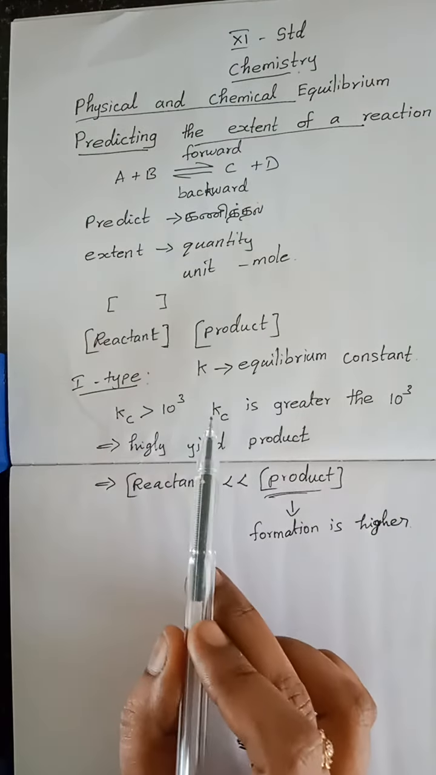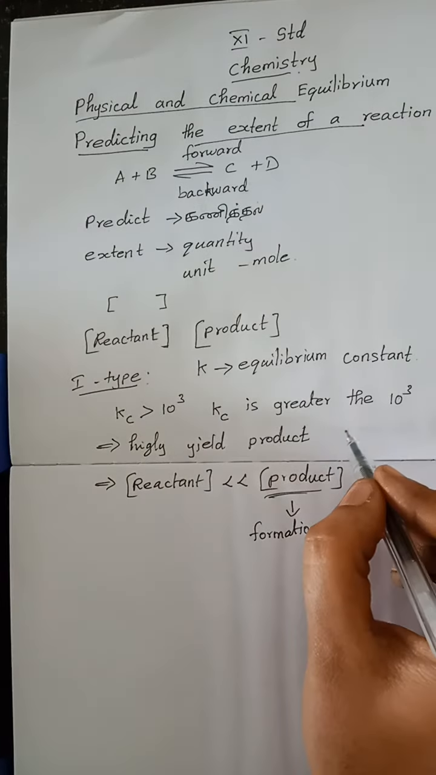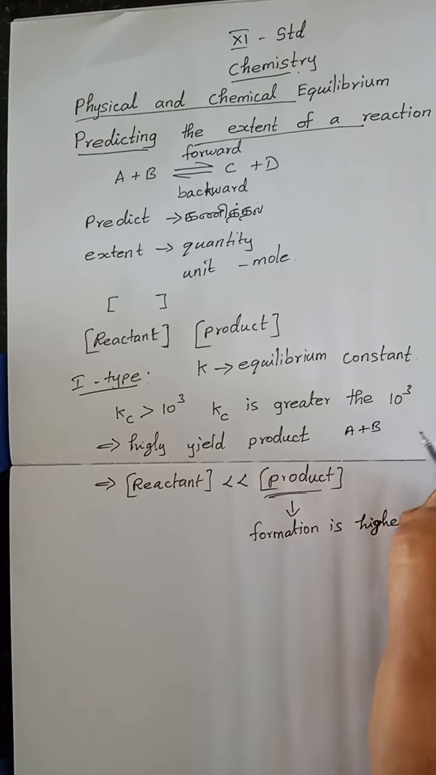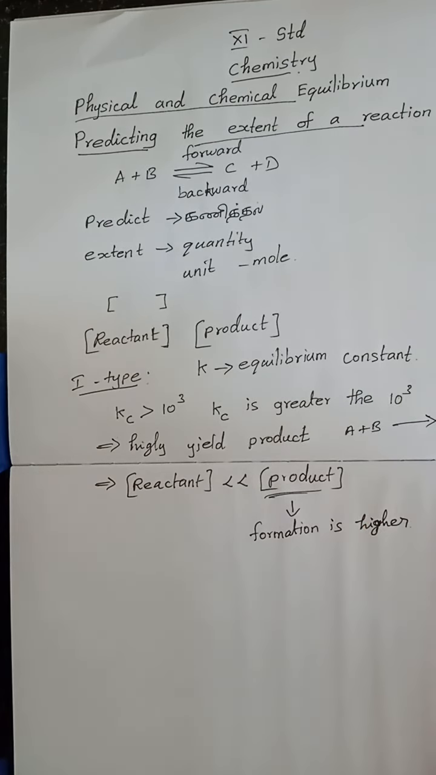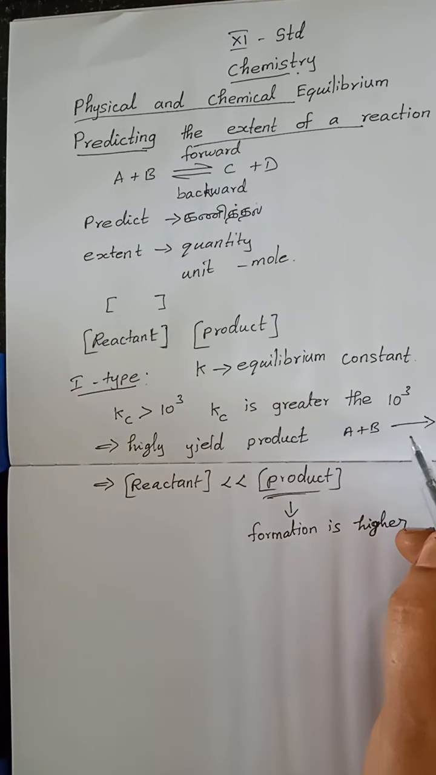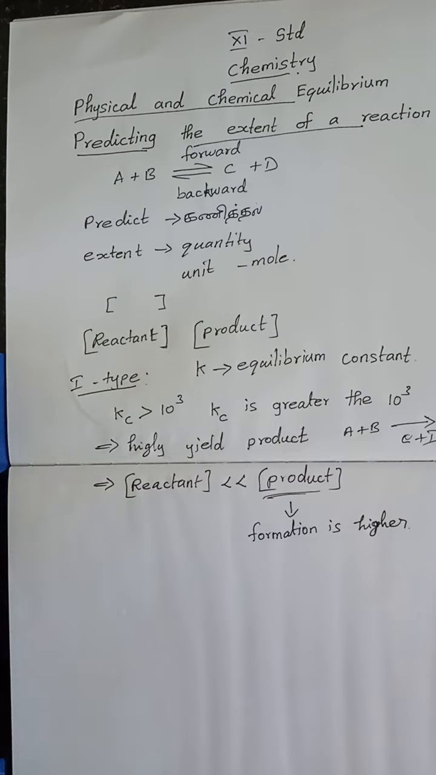So Kc is greater than 10 power 3 in the reactant to product. The reactant to product means A plus B is the reactant to give the product C plus D. So in the reactant to product, the yield is very high. The reactant is greater than product. So this reaction is nearing completion.